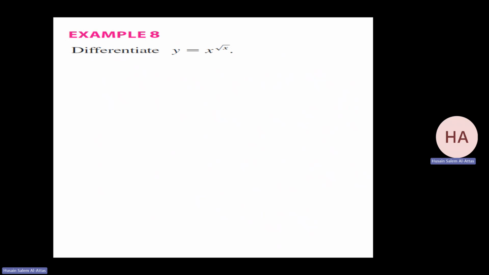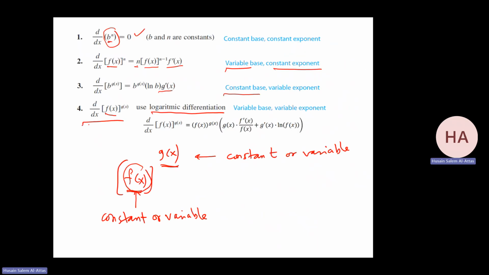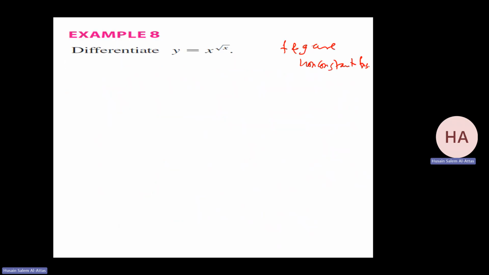Let us do an example. y equals x to the power square root of x. So I have a function to the power of a function. None is constant, so f and g are non-constant functions, which is case 4. The other 3 cases we did before. So what I will do is logarithmic differentiation: take ln. You get ln y equals ln of x to the power square root of x, which is square root of x times ln x. Now differentiate with respect to x.